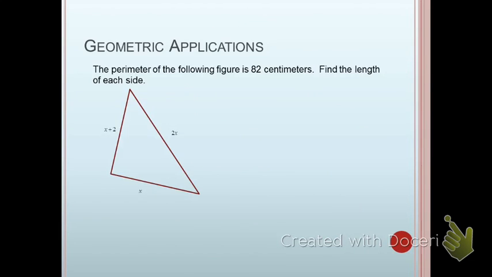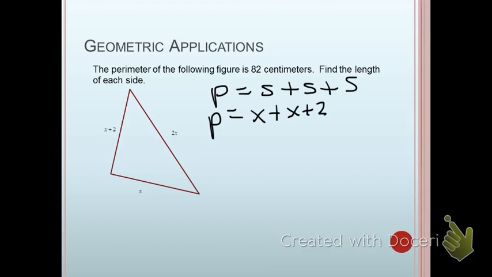All right, once again, we're given a triangle. They tell us what the perimeter is, and they tell us to find the length of each side. So we know that P is equal to S plus S plus S. So look at your triangle. One of the sides is x long. One of the sides is x plus 2 long. And one of the sides is 2 times x long. Now remember, this x and this x have a coefficient of 1.